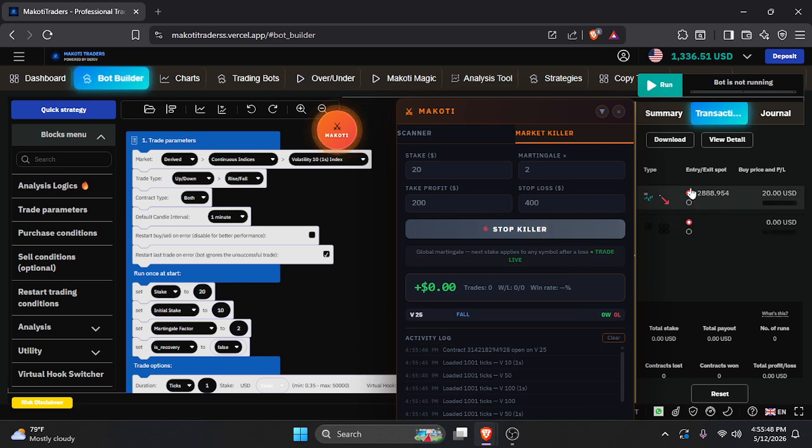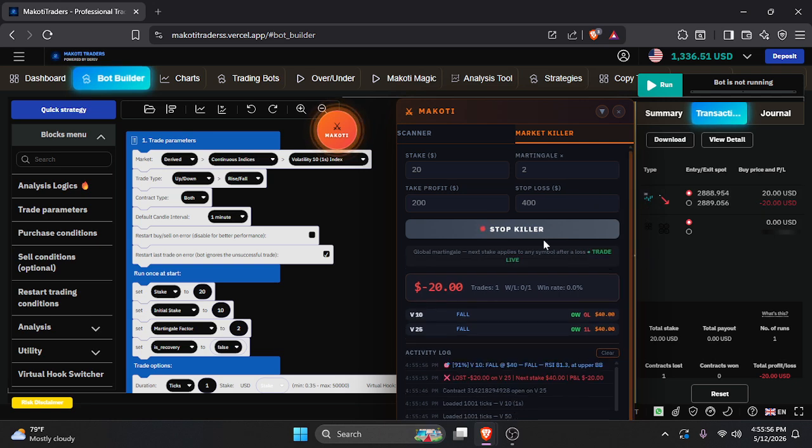Okay, so actually it is appearing. The first run is a loss. It was not appearing, so sometimes it does not appear. The first run is a loss, the second run is a win. So we have recovered, and we are at 12 USD.